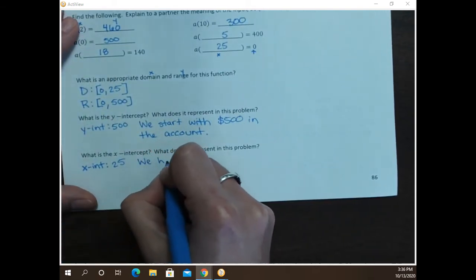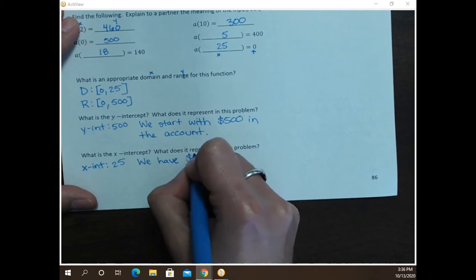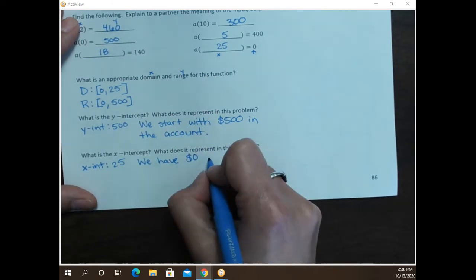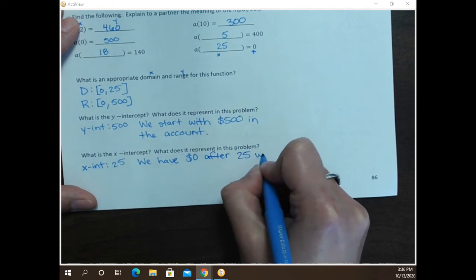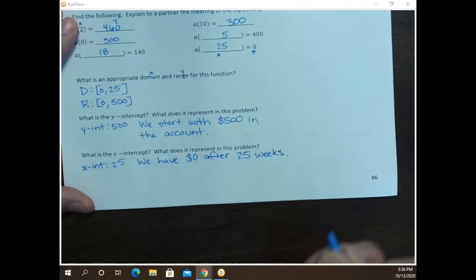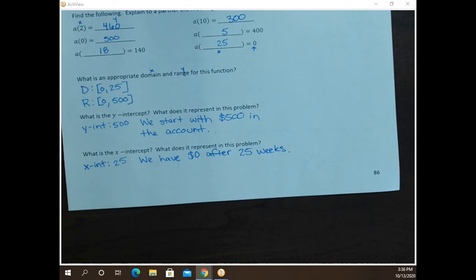We have $0 after 25 weeks. Again, there are several ways to phrase that. We have $0 after 25 weeks. After 25 weeks, we have withdrawn all the money from the account. Any of those options is fine.